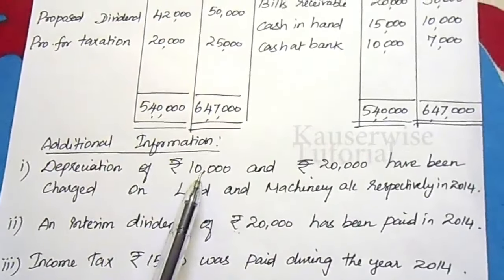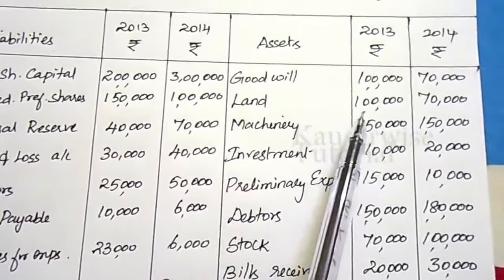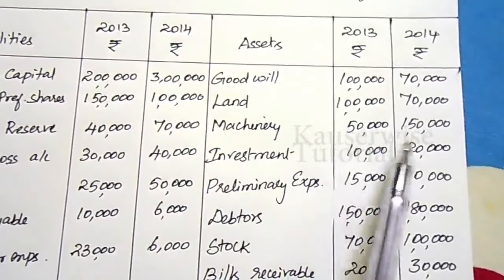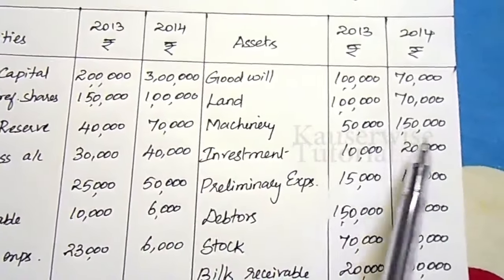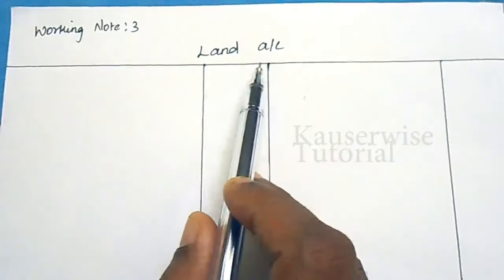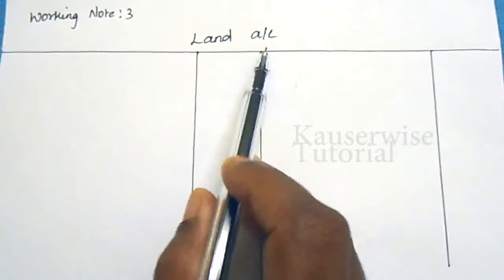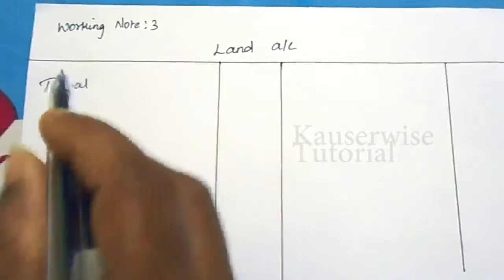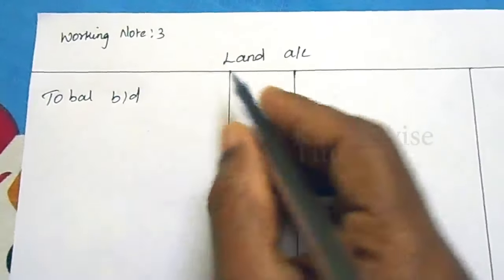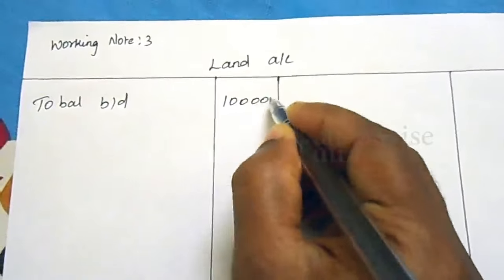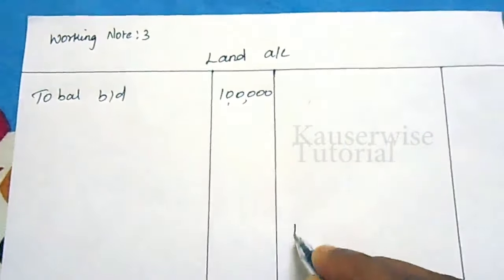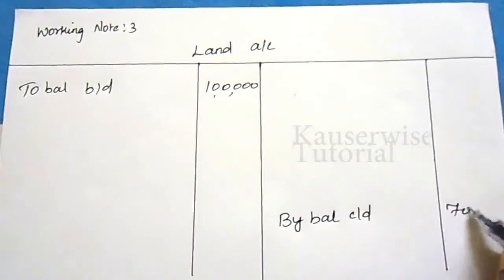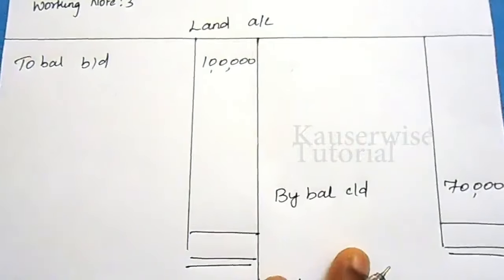So look at the balance sheet asset side. Land, opening balance 1 lakh, closing balance 70,000. Machinery account, opening balance 50,000, closing balance 1,50,000. See, in the land account, land is an asset, no? So an asset always shows a debit balance. So you have to start with the debit side. To balance brought down, how much opening balance? 1 lakh. Closing balance on the opposite side, by balance carry down. How much? 70,000.